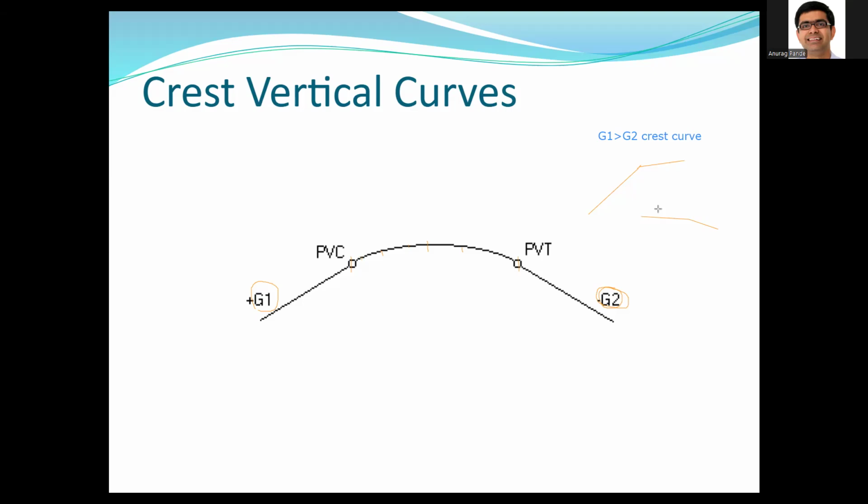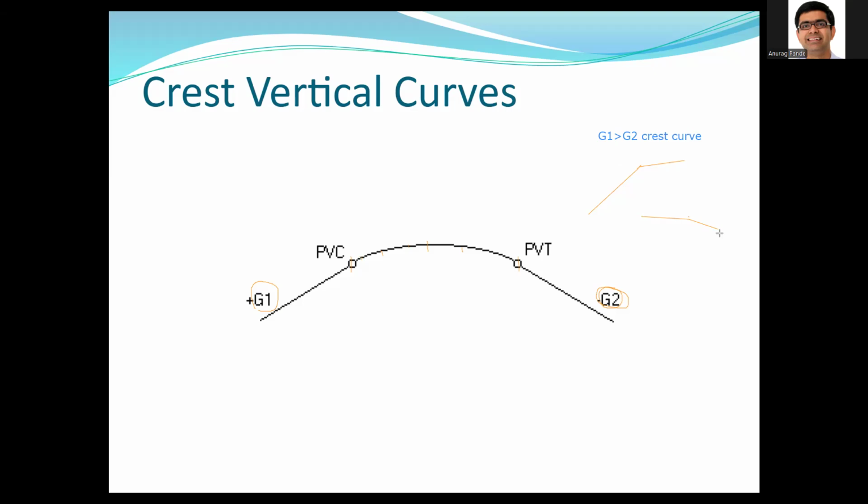Is that still going to be a crest? Does that still meet the G1 greater than G2 criteria? It does, because the first grade is less negative. This is your transition point, and then the next grade is even further negative. So that design will also be a crest vertical curve.